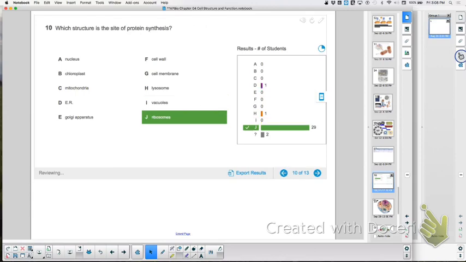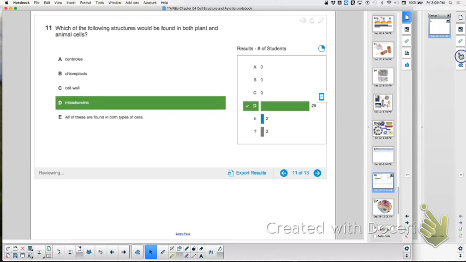Which structure is the site of protein synthesis? Ribosomes. Which of the following structures will be found in both plant and animal cells? Yes, mitochondria. Two people said all of these are found in both cell types. Centrioles only in animals. Chloroplasts only in plants. Cell wall only in plants.